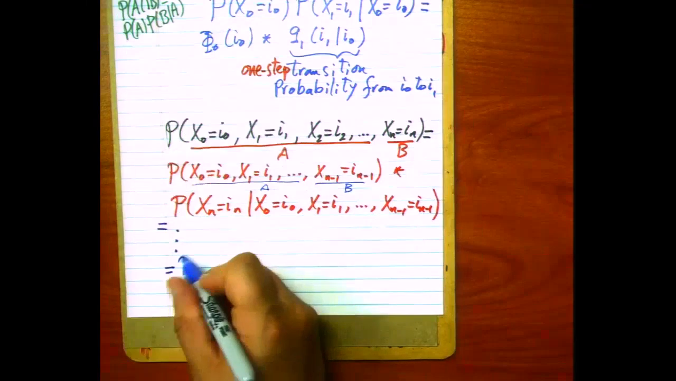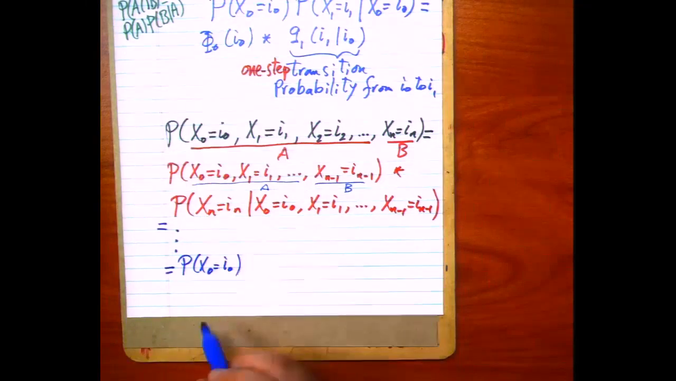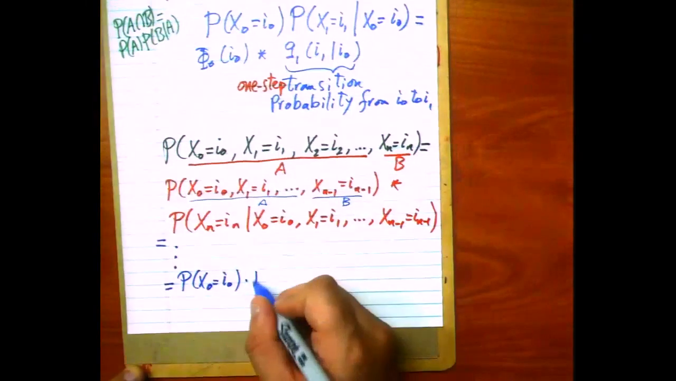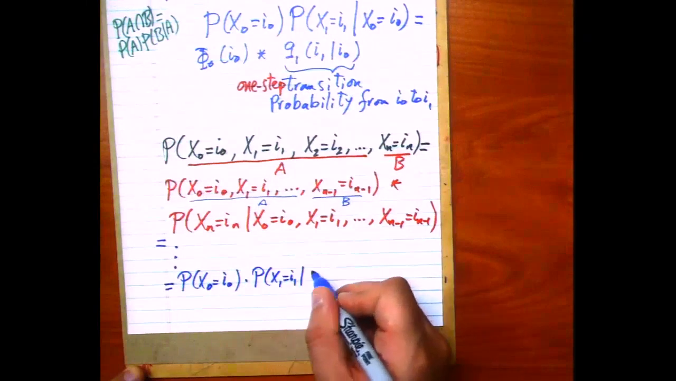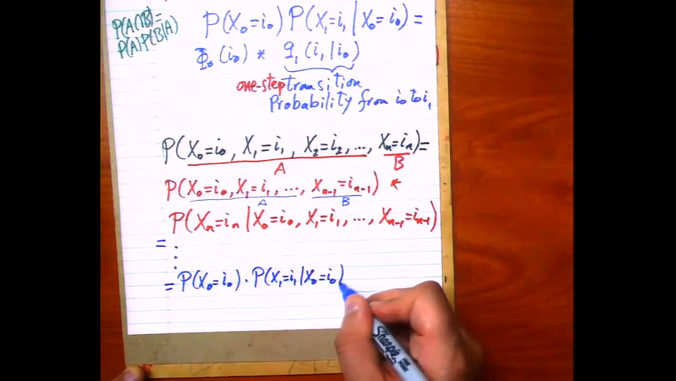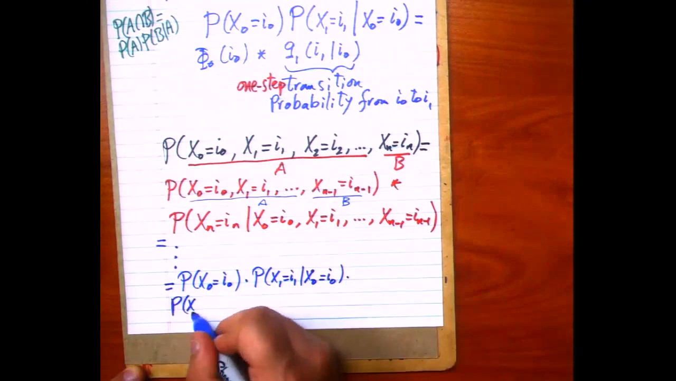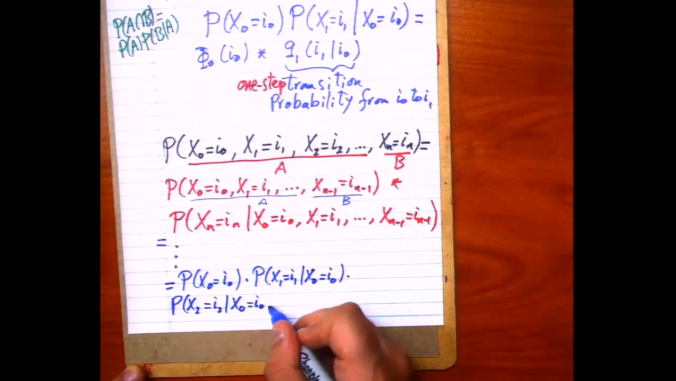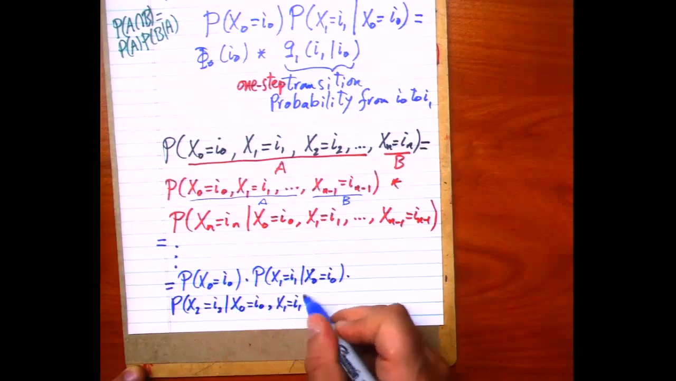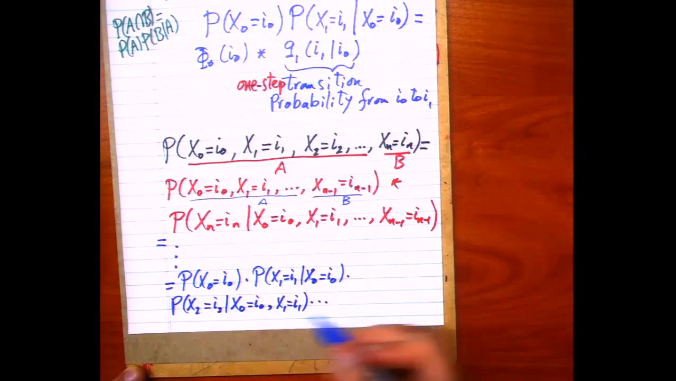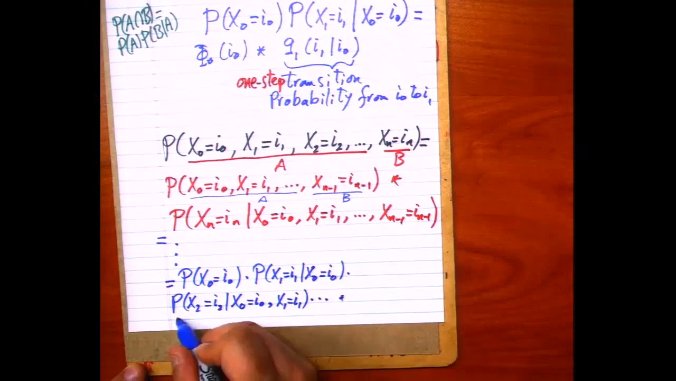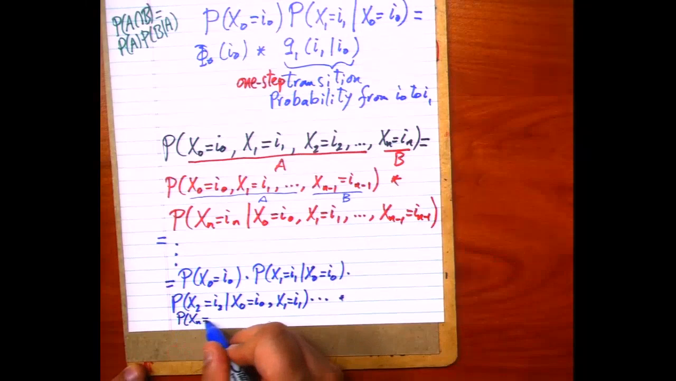The probability that x0 is I0, just like we started here, times the probability of x1 equal to I1 given x0 equal to I0, times the probability of x2 equal to I2 given x0 equal to I0 and x1 equal to I1, times, and then you keep doing this till the last one, which is this one, times the probability that xn equal to In given the whole history of the process.